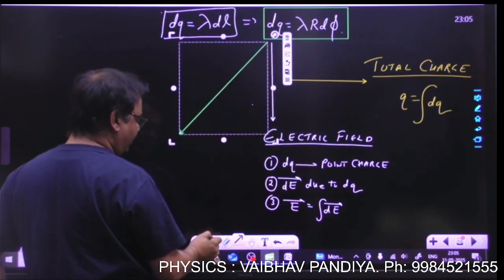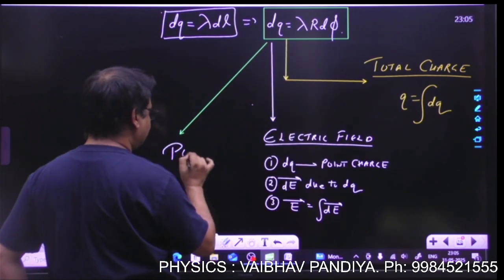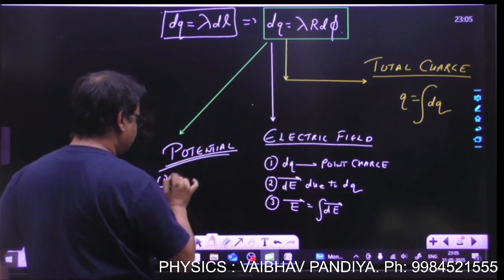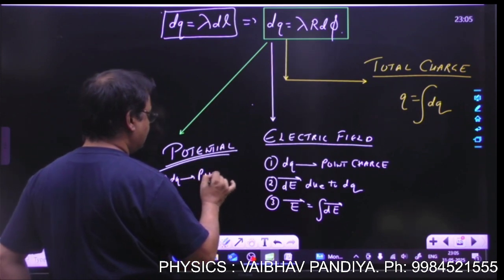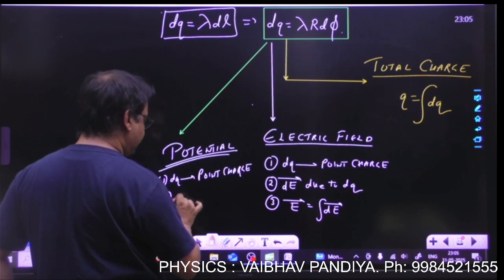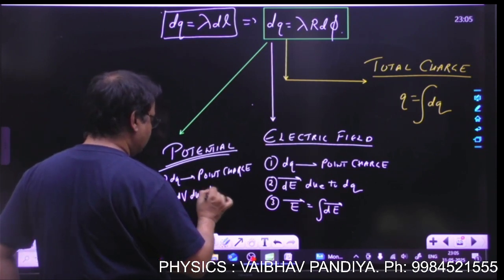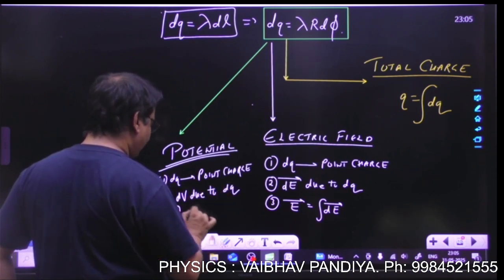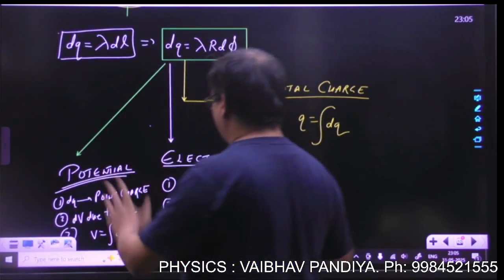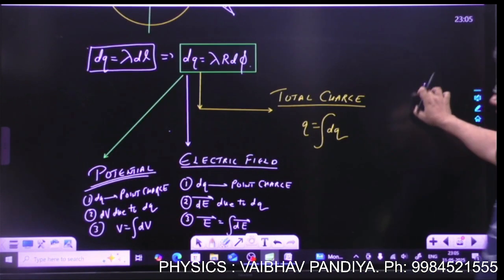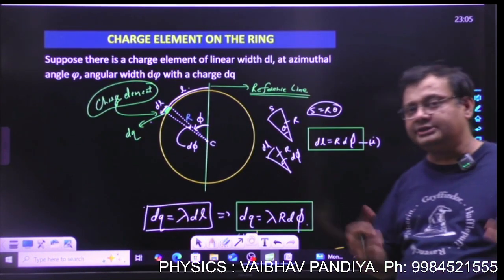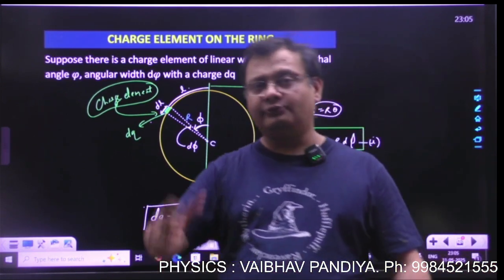Third, suppose you want to find the electric potential, so same approach as we applied in the field, dq will be treated as a point charge, and we will find dV due to dq, and the total potential will be the integral of dV. Got it? So all approaches are correlated, okay, and symmetrical. We'll see a basic problem of how we can find the total charge on the ring when lambda is given as a function of the azimuth.